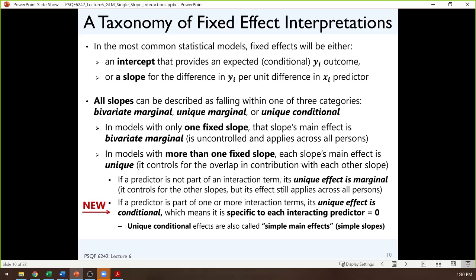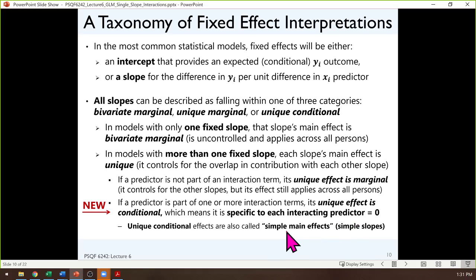If a predictor is part of an interaction term, not only is its effect unique because it's controlling for all the other predictors in the model, but it's also conditional on the interacting predictor being 0. So centering is going to matter a whole lot in making sure that we can interpret these slopes correctly. And this idea that the effect of a predictor is conditional at the 0 point of the interacting predictor sometimes gets called either a simple main effect or a simple slope.